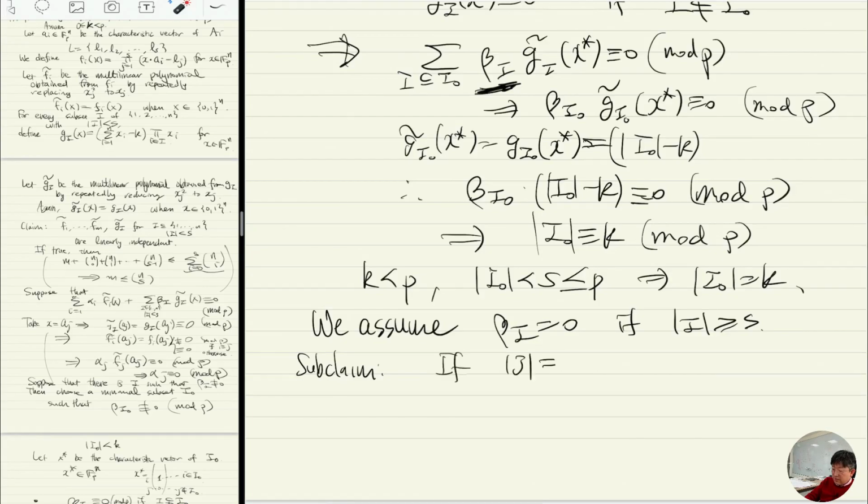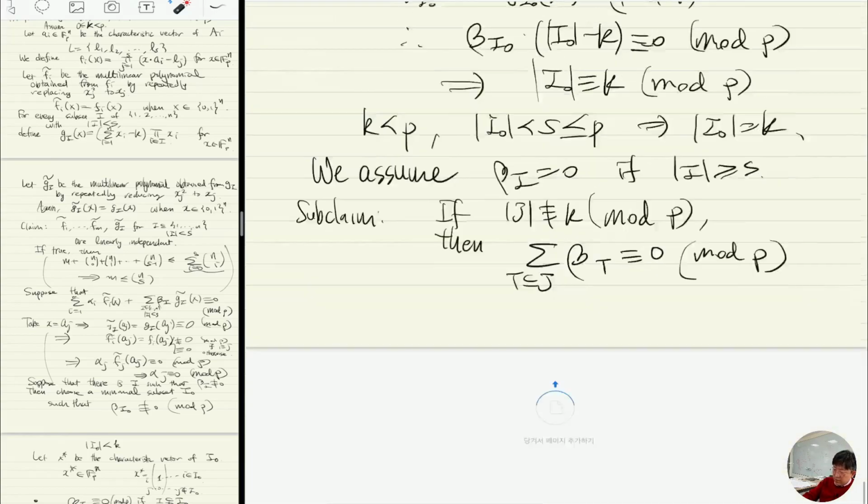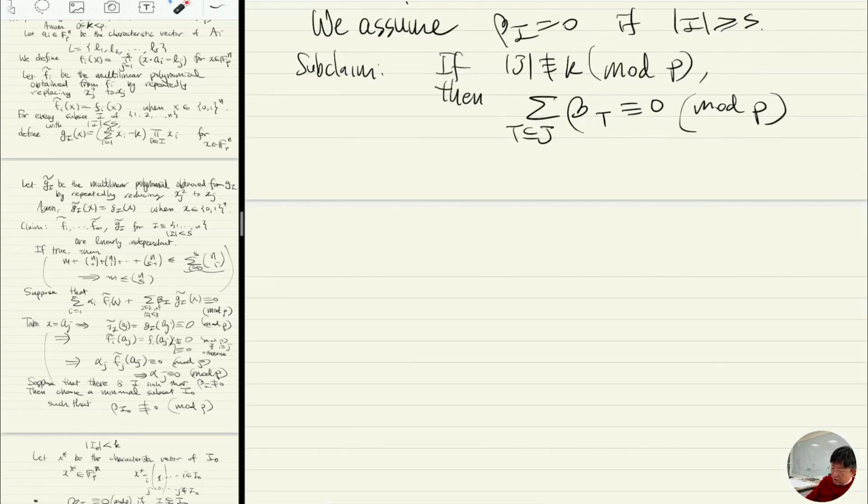If the cardinality of J is not equal to K modulo P, then the sum of these beta T, where T is a subset of J, is equal to 0 modulo P. Why?